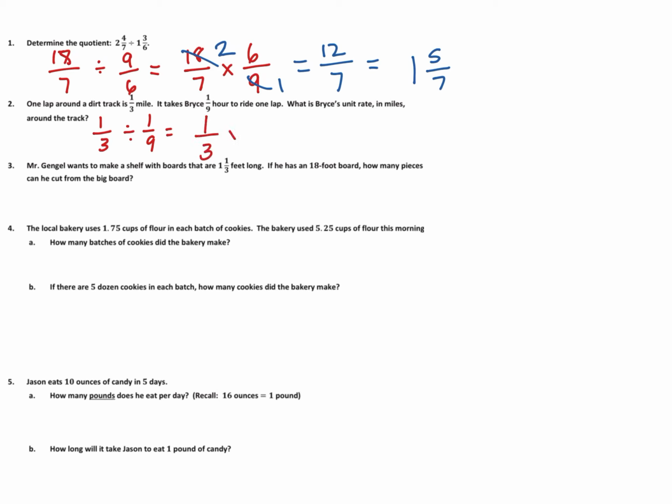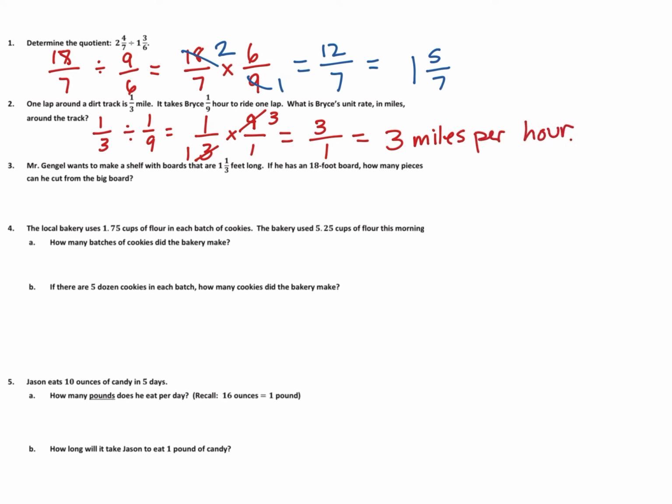Again, we are going to flip it and multiply, but you only flip the second one. 3 goes into 9 3 times, and 3 goes into 3 one time. So his unit rate is 3 miles per hour.